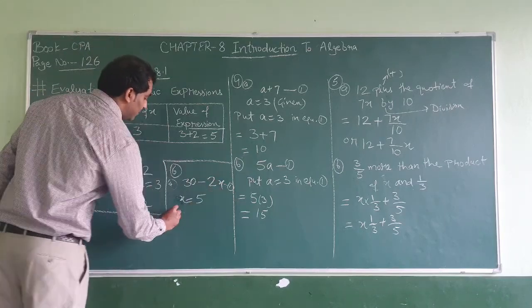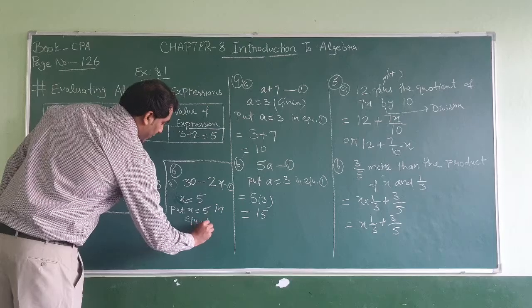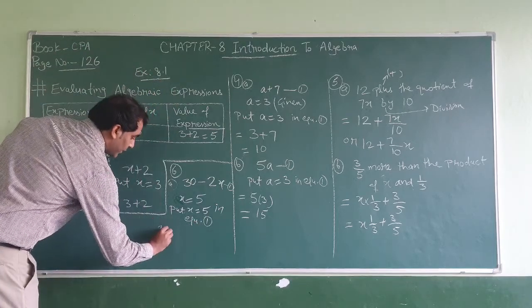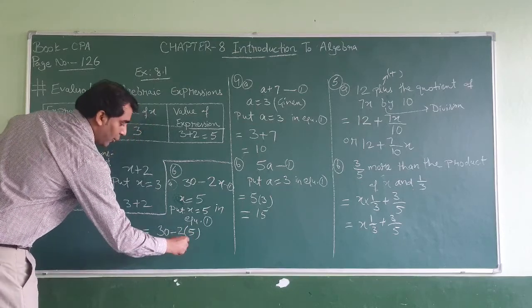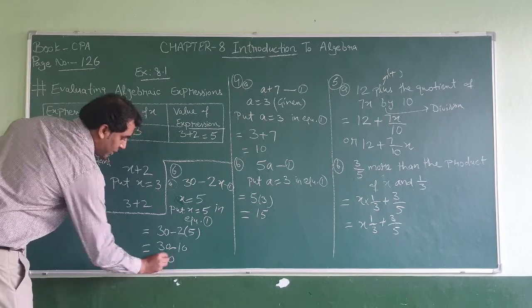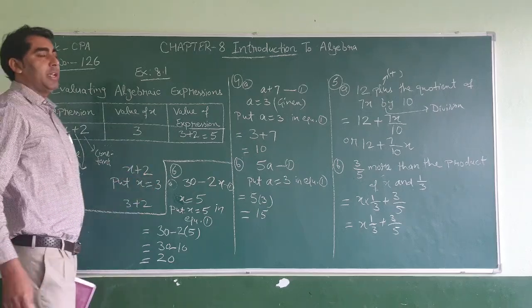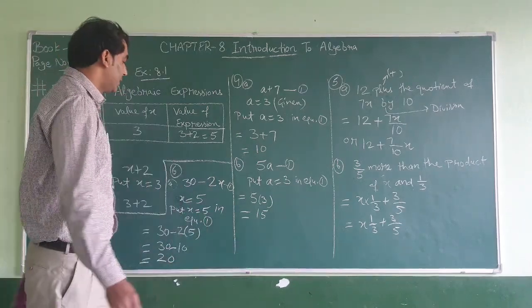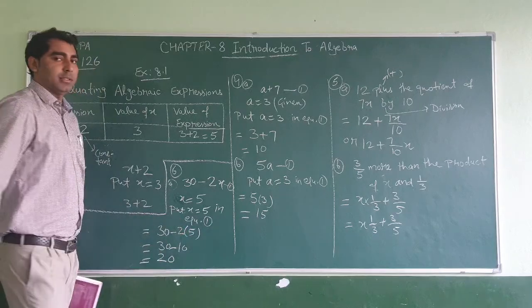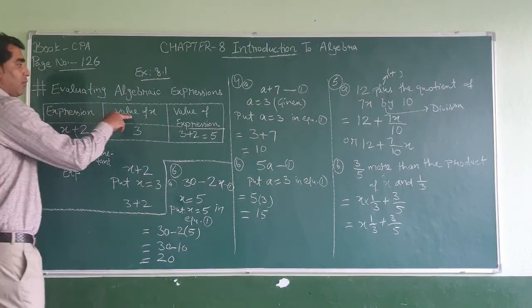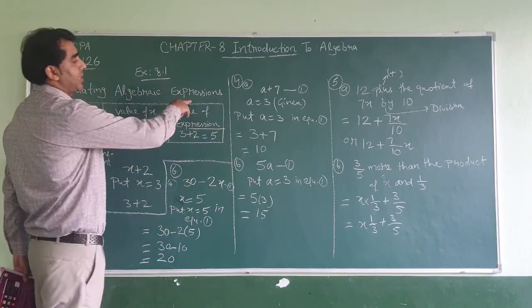So here is the expression. Put x is equal to 5 in it. So now 30 minus 2 into 5. 2 times 5 is 10. 30 minus 10 is equal to 20. Answer. Okay, instead of x, instead of a, instead of y, instead of each and every alphabet, we will put the value in place of that letter. Then you will get the answer according to the expression, the value of the expression. Okay, this means evaluating algebraic expressions.